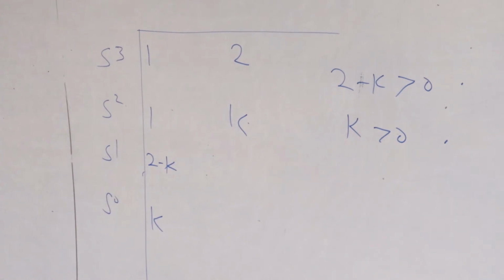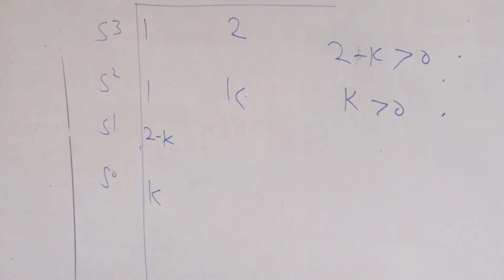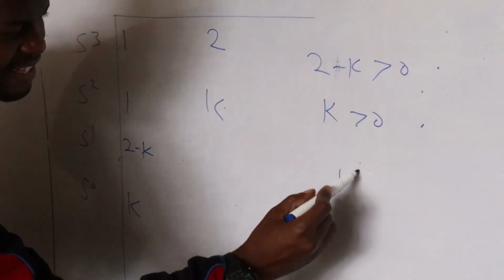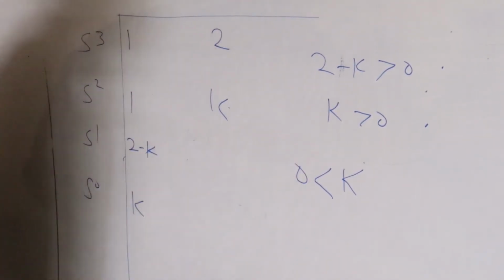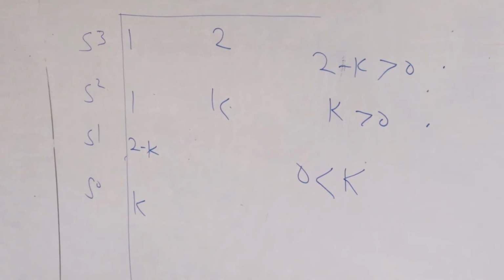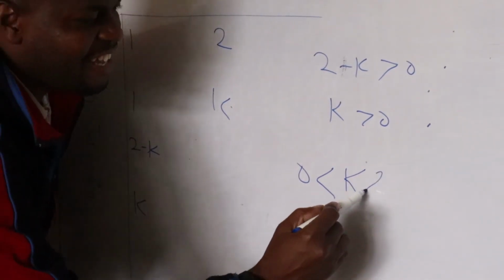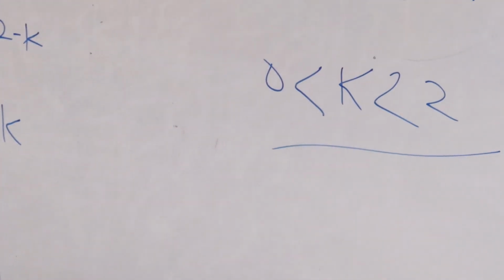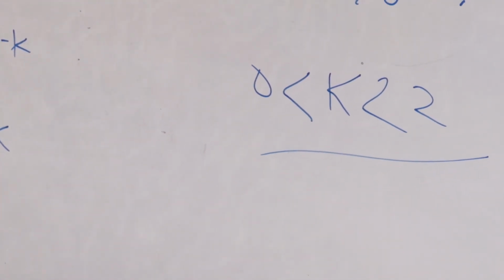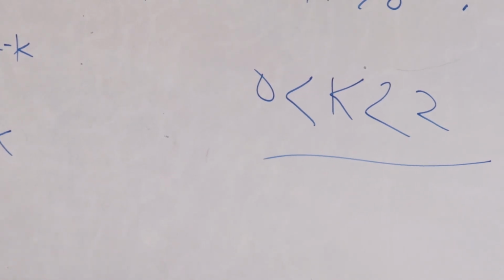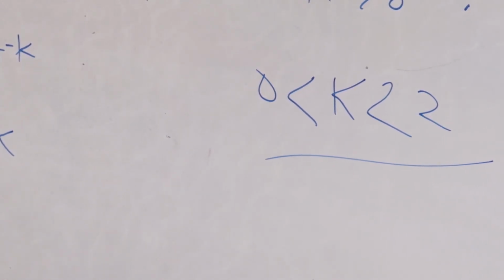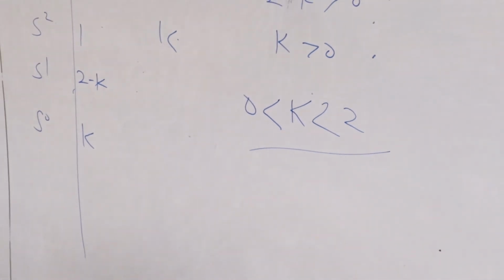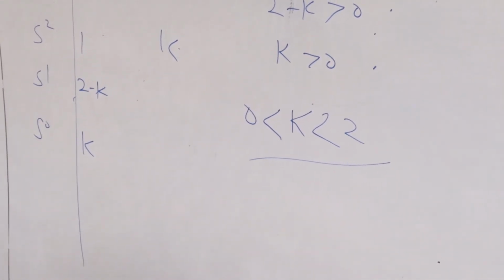So therefore, how do we write that? I was told that I'm supposed to write it as K is greater than 0 but less than 2. Those are the values, the range of values of K.